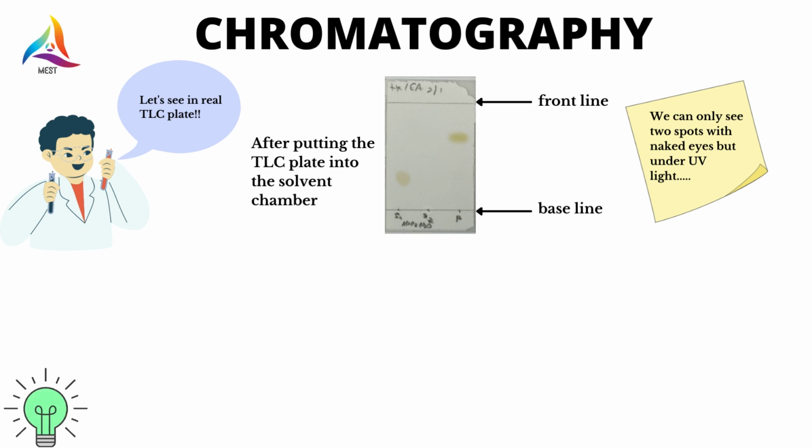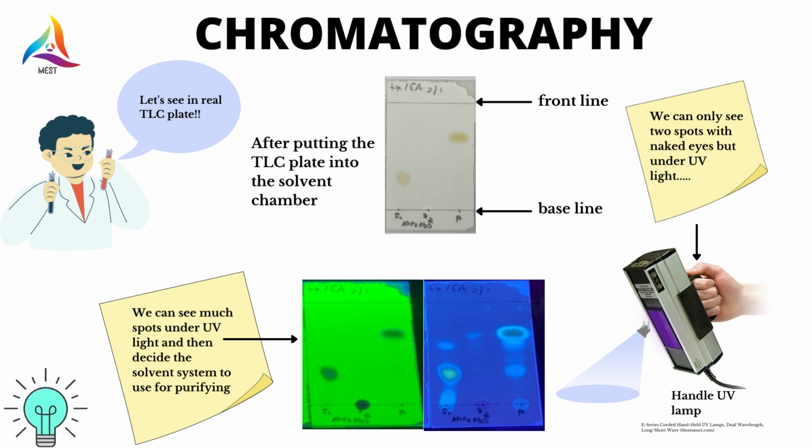There are some components that cannot be seen with the naked eye. At that time, we have to use the UV lamp to confirm the components in the mixture. In this way, we can use TLC preliminarily for organic compound purification.